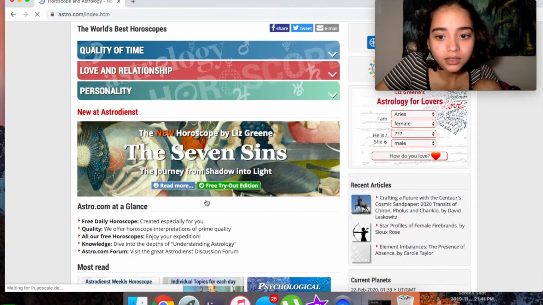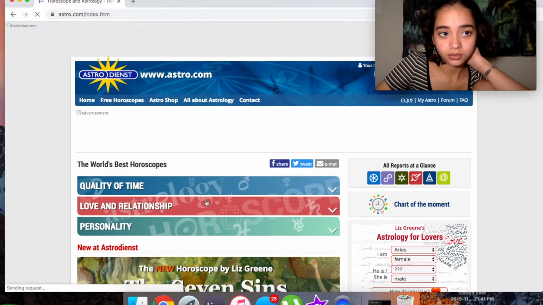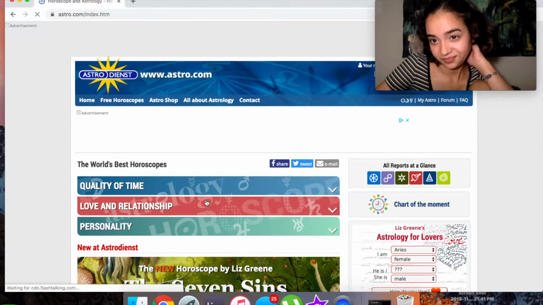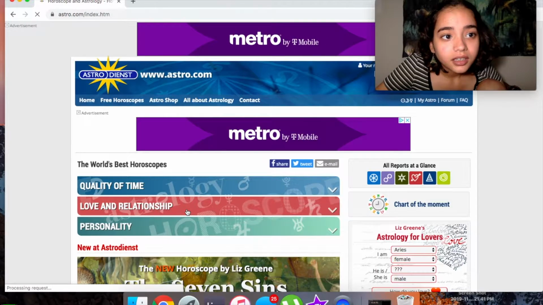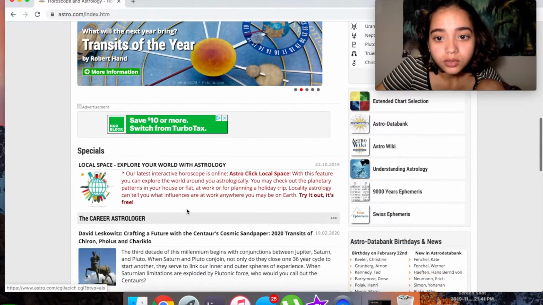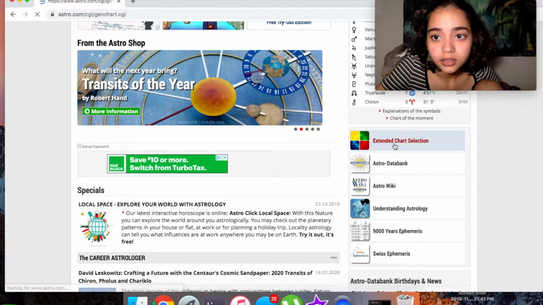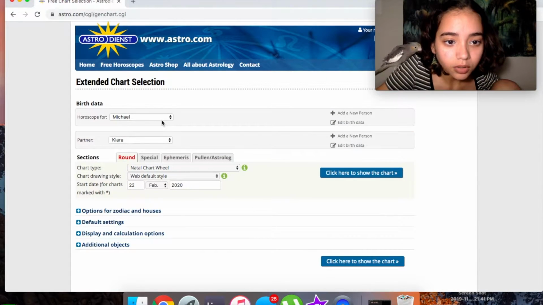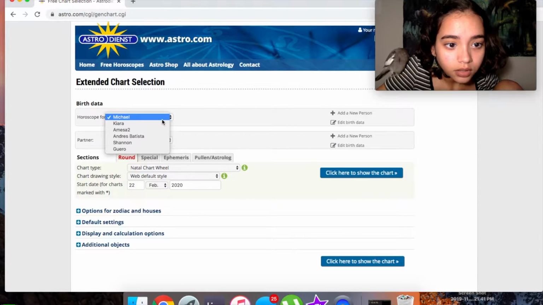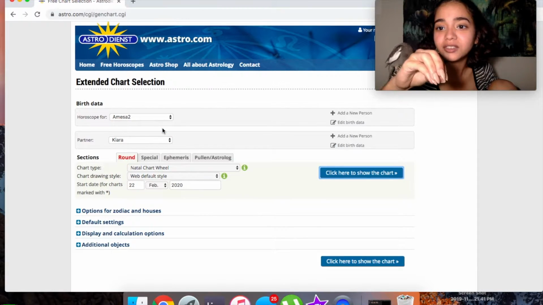Okay, so what you're gonna do when you get to this page is you're gonna let it load. And you're gonna scroll down until you see this little tab here, extended chart selection. You're gonna press that. I'm gonna pull up my coworker's information. Yep, the people I have here are the people that I love dearly.